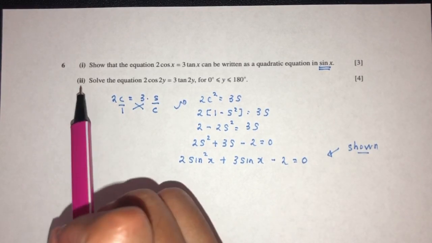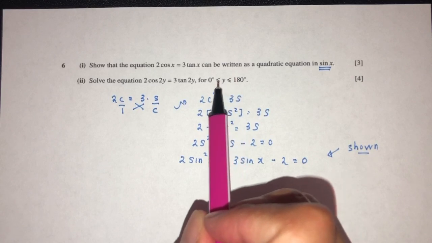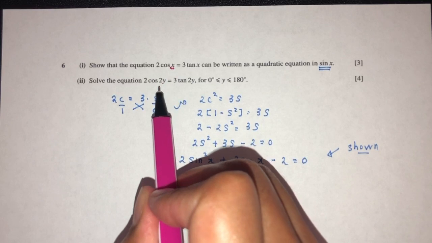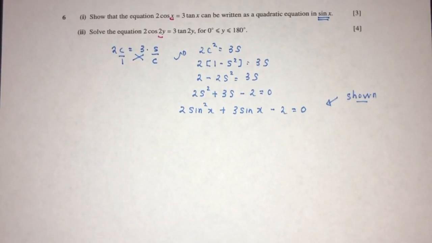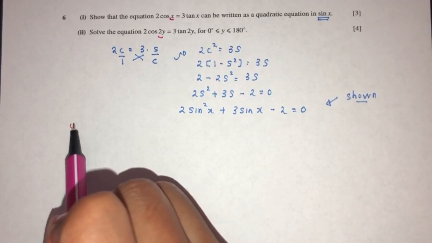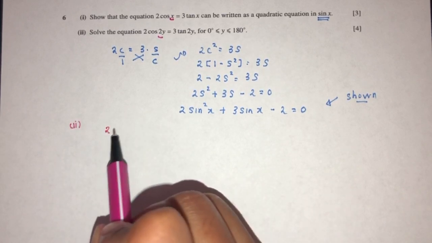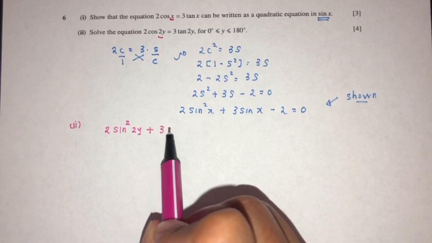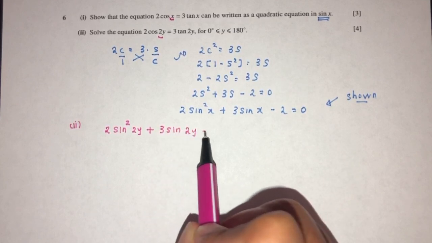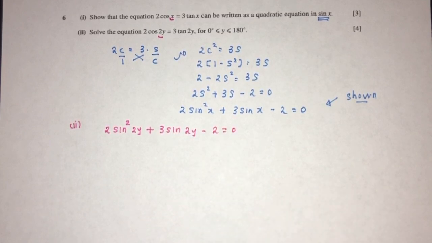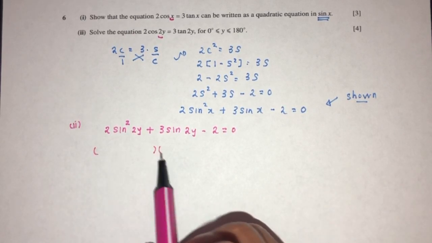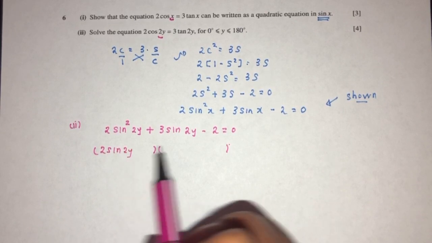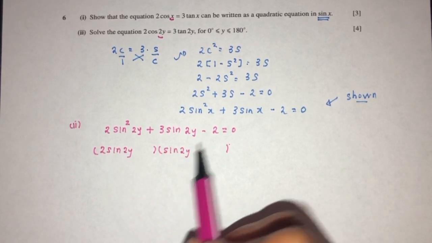Now part 2, we have to solve this equation for the value of y between 0 and 180. Now the only difference here is that instead of x, we have 2y. So just replace. So part 2, instead of x, we have 2y. That should be 2 sine square 2y plus 3 sine 2y minus 2 equal to 0. Now we can factorize, obviously. That should be 2 sine 2y and sine 2y minus 2.